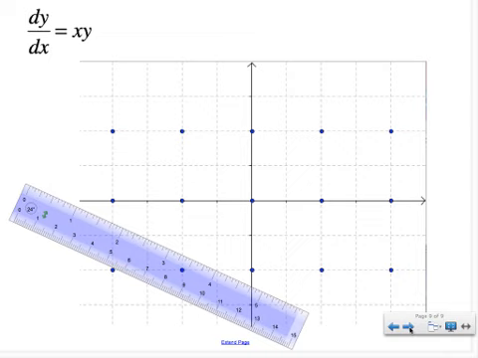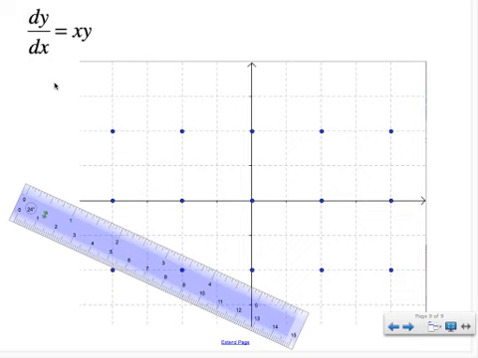They will give you what are called lattice points on a grid. These are the points they want you to draw slopes at. And the differential equation given is dy/dx equals xy. I'm going to do a couple, then I want you to pause the video and fill in the rest, and then we'll compare our final picture.